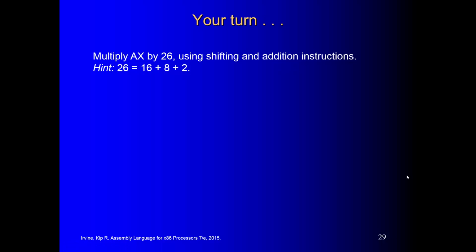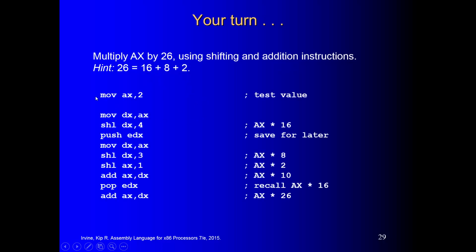Here's another example, and we're going to multiply AX by 26. 26 can be broken down into 16 plus 8 plus 2. This is 2 to the 4th power, 2 to the 3rd power, and 2 to the 1st power. Then we can do shifting. This is the coding.